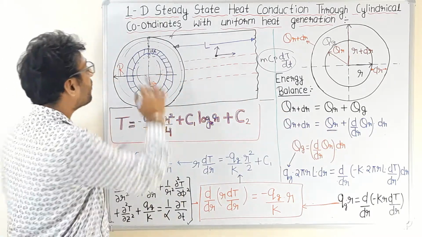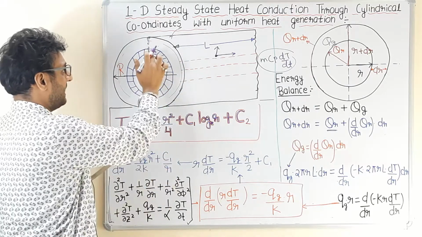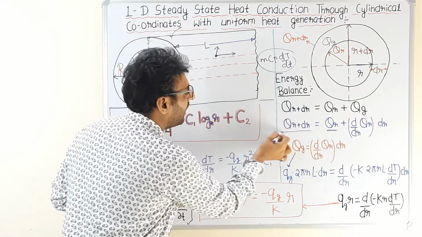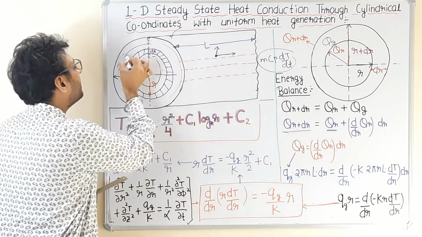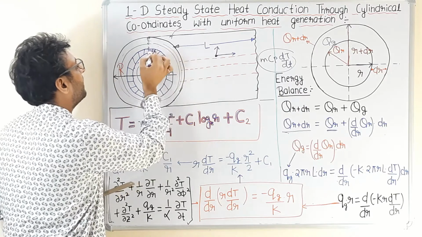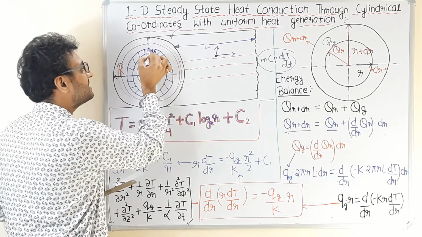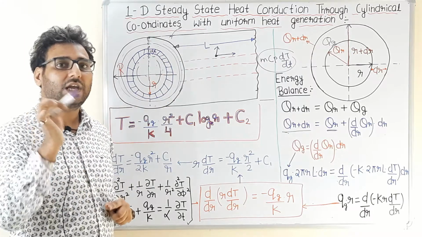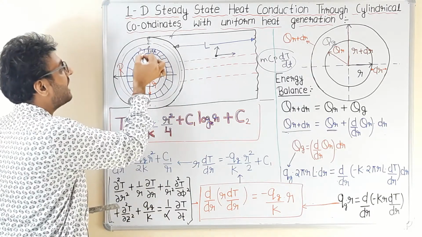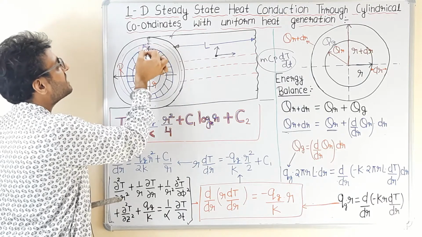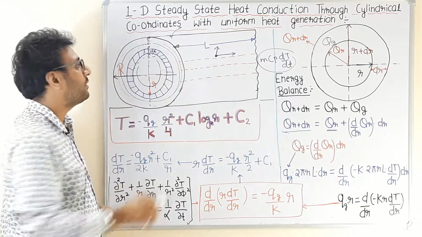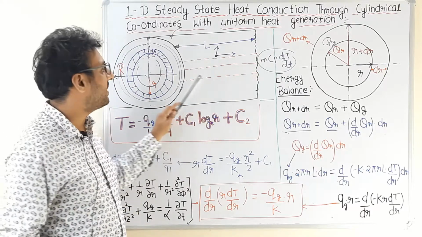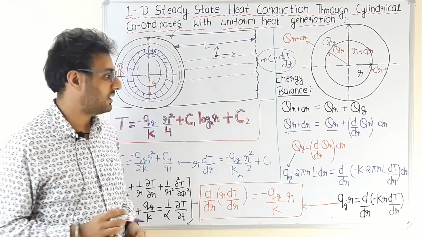Now consider an element at a larger radius than this element. For that element, Q r plus dr will be the heat conducted into that element. So whatever heat is rejected by this element will be the heat conducted into that element, which is at a larger radius from the center as compared to this element. This is basically what is happening in this whole system.